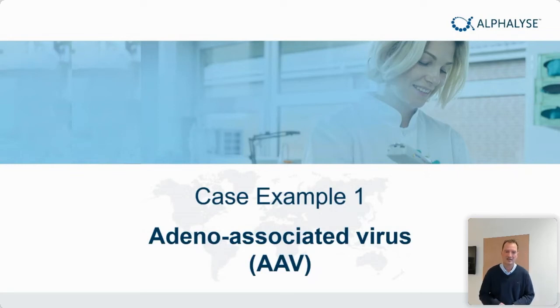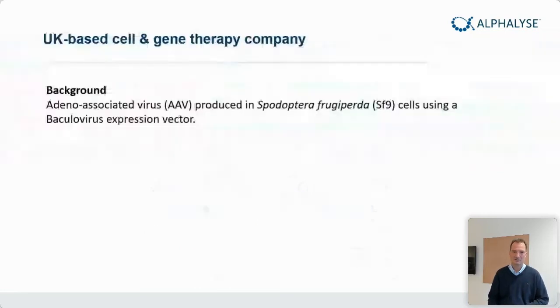So the first example I would like to show you is from adeno-associated virus. It's a UK-based cell and gene therapy company. They're expressing the adeno-associated virus in Sf9 cells using a baculovirus expression vector.